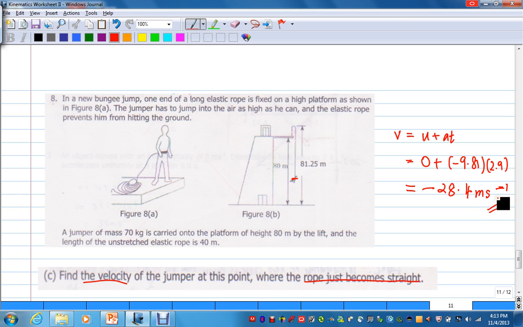Okay, the value for velocity here is 28.4. The direction is going down. Recall just now we are taking upward positive, and because the jumper is going down, the velocity has to be negative since the jumper is coming down and we are taking upward positive.